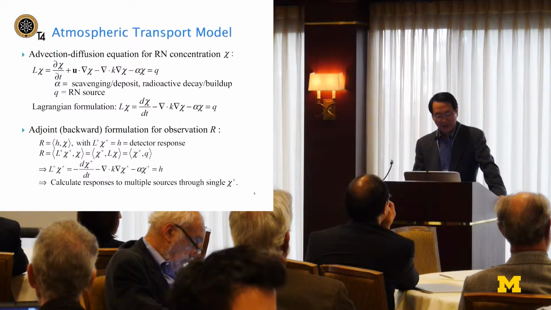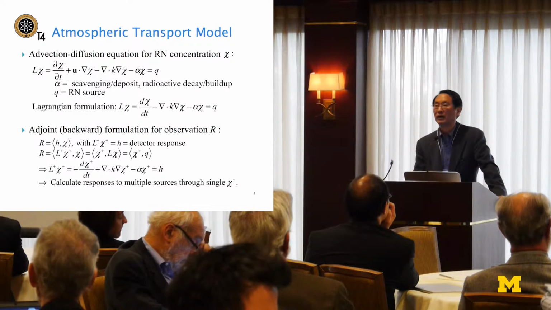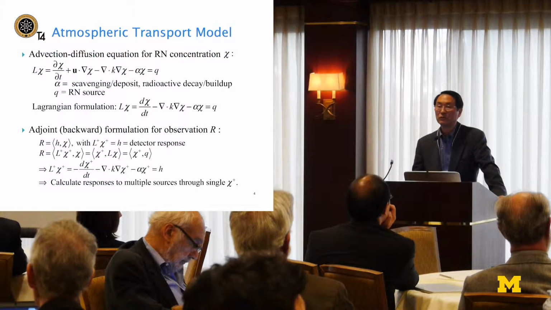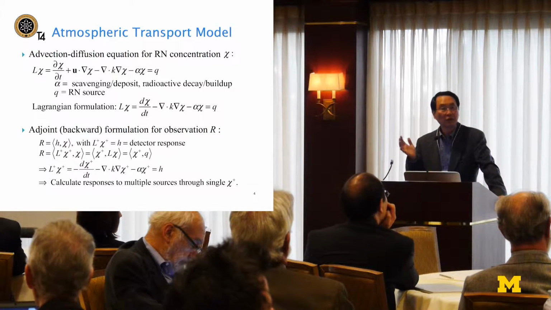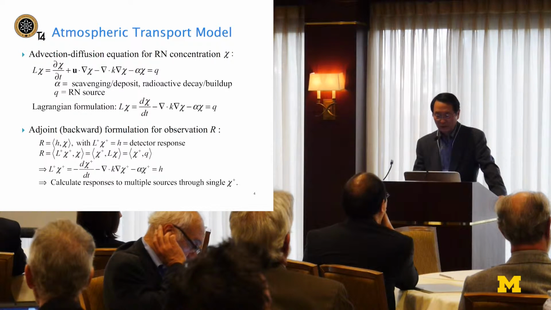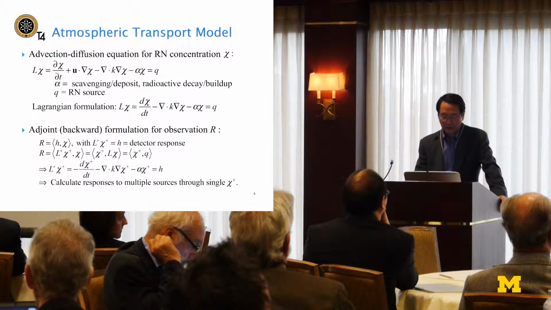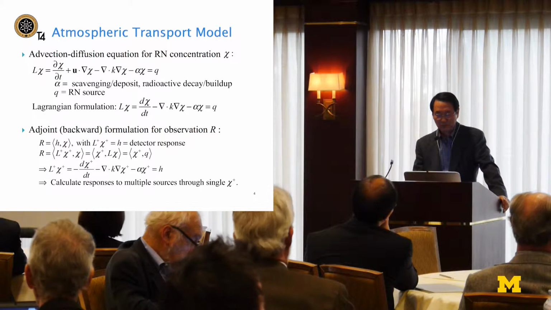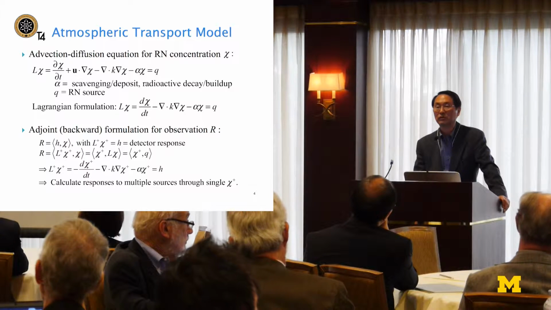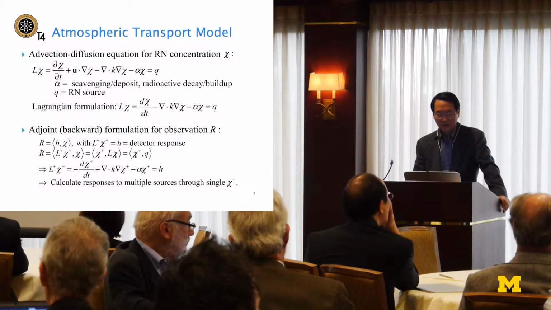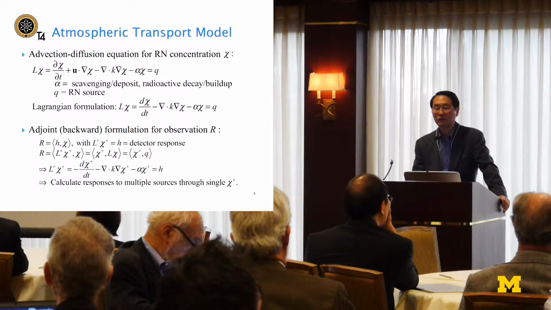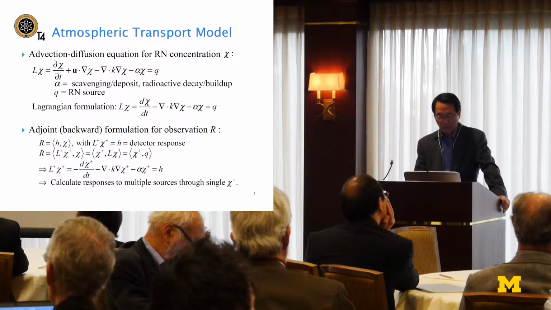Alpha and chi, by the way: chi is the radionuclide concentration, and alpha represents departed scavenging as well as radioactive decay and production. And we have the source, of course, the radionuclide source. Often this Eulerian form of the advection diffusion equation is converted into Lagrangian form by combining this advection term with the time derivative. So we have somewhat of a simpler form.